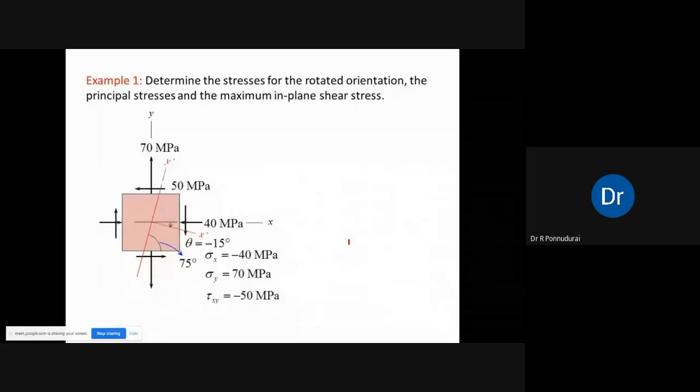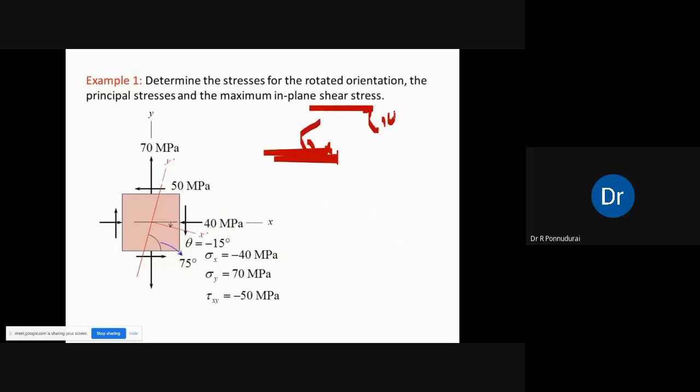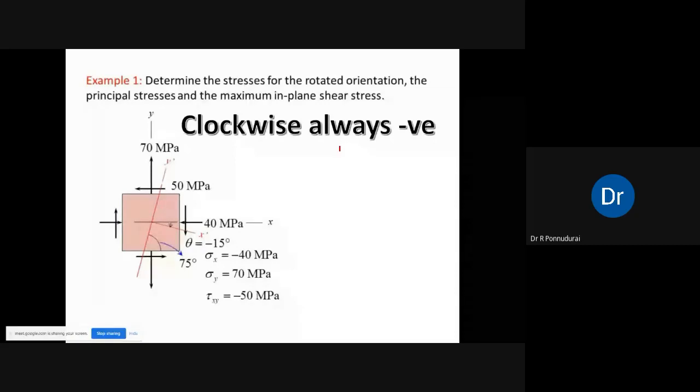As usual, you get the center point formula, sigma average comma zero. Sigma average is equal to sigma x plus sigma y by 2. Sigma x is equal to minus 40, sigma y is plus 70, divided by 2 will be sigma average. So the center point is known to you. Now the A point in the Mohr circle, sigma x comma tau xy. What is sigma x? Minus 40. What is tau xy? Minus 50, negative. Negative means it is upward in the graph.